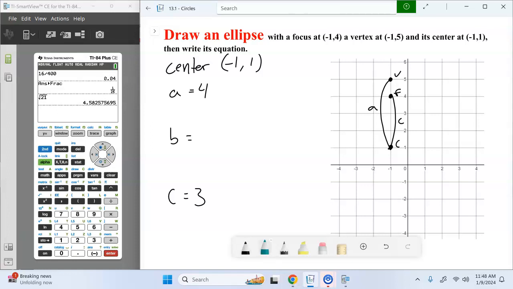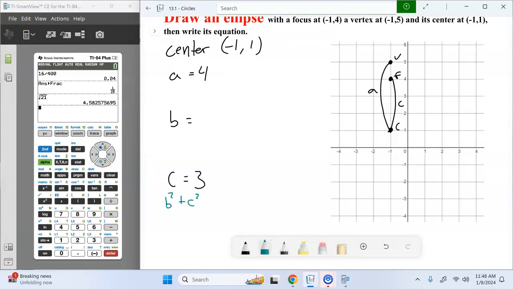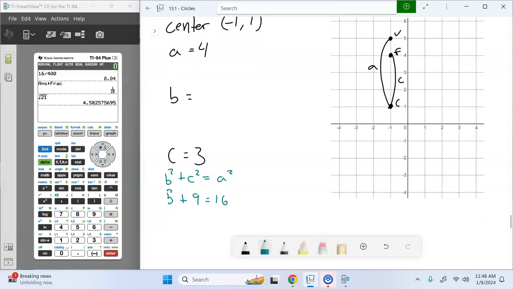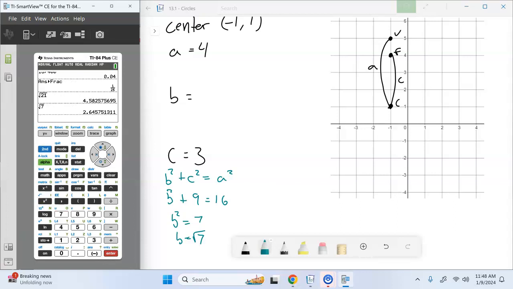Very descriptive. B squared. Okay. We don't know B squared. What's C squared? What's A squared? So what's B squared? B will be the square root of 7. Now, in order to plot our point, we'll need to know the square root of 7. So we'll just get that there. It's about 2.6. So we have square root of 7, which is approximately 2.6.